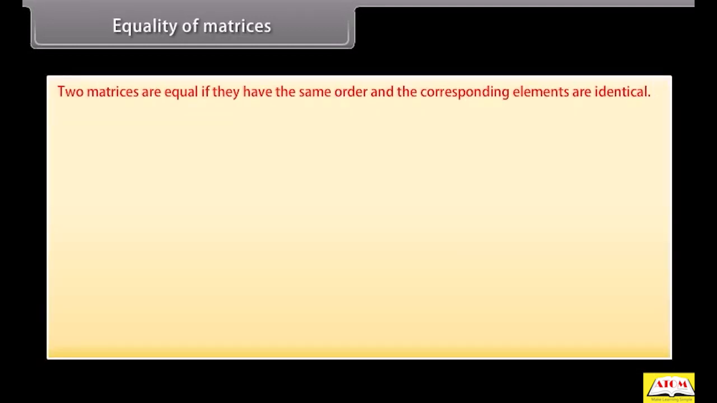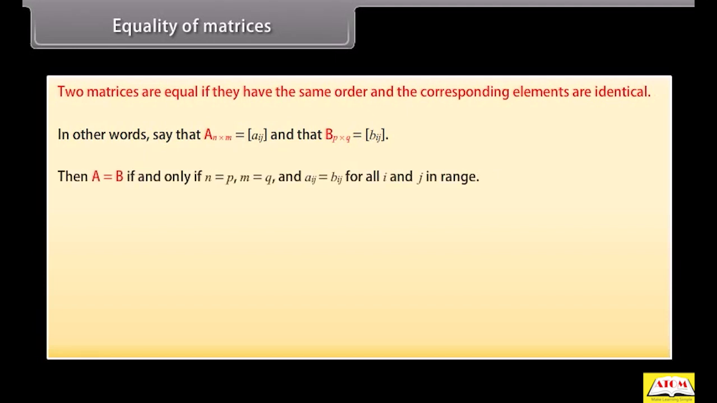Equality of matrices. Two matrices are equal if they have the same order and the corresponding elements are identical. In other words, say that A = [aij] is n by m and B = [bij] is p by q, then A is equal to B if and only if n is equal to p, m is equal to q, and aij is equal to bij for all i and j in range.